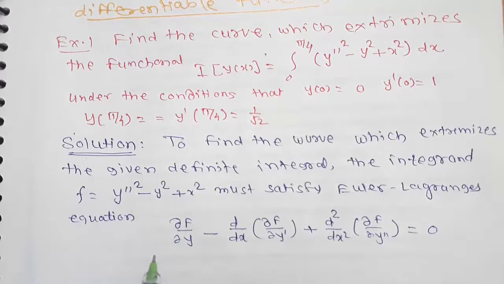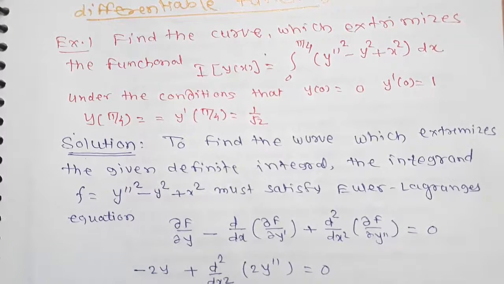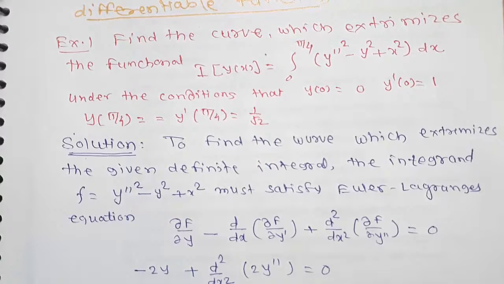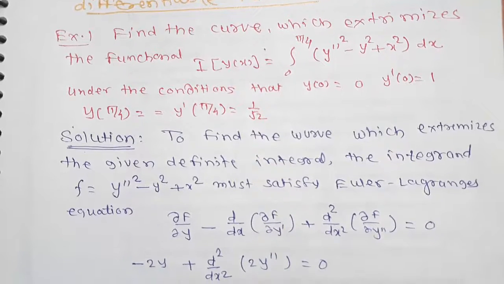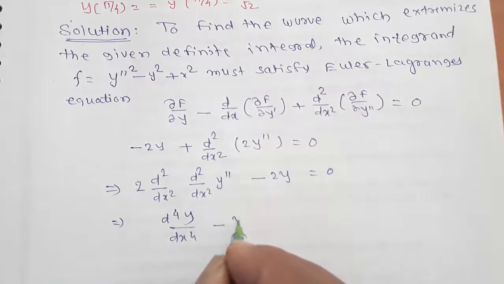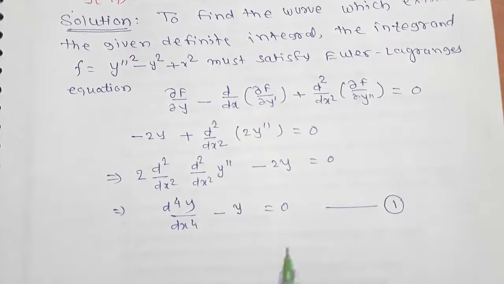This gives minus 2y plus d square by dx square of 2y double dash equal to 0. This implies that 2 is taken common and cancelled, and we will get d raised to 4 y by dx raised to 4 minus y equal to 0. This is equation 1. We have to solve this equation.